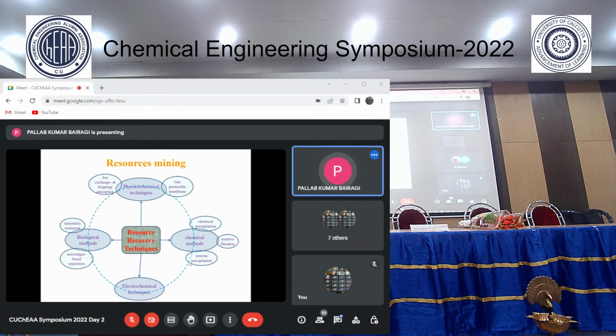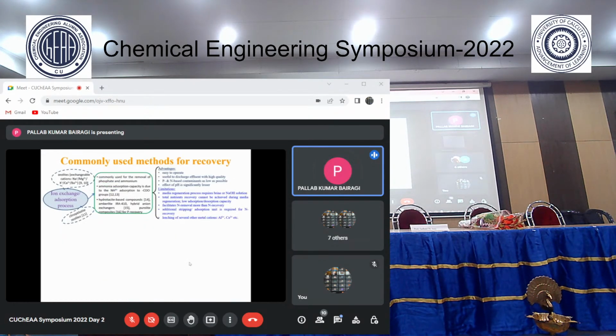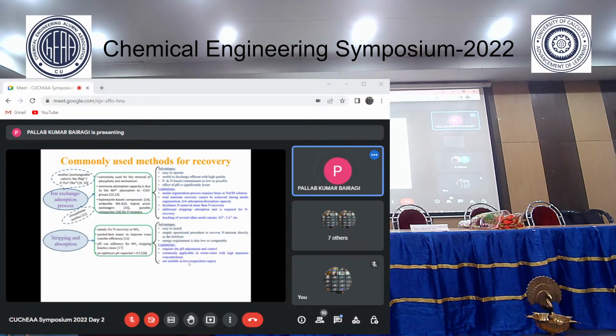The commonly used techniques are ion exchange followed by adsorption process, which is mainly used for nitrogen recovery as ammonium and phosphorus recovery as phosphate.